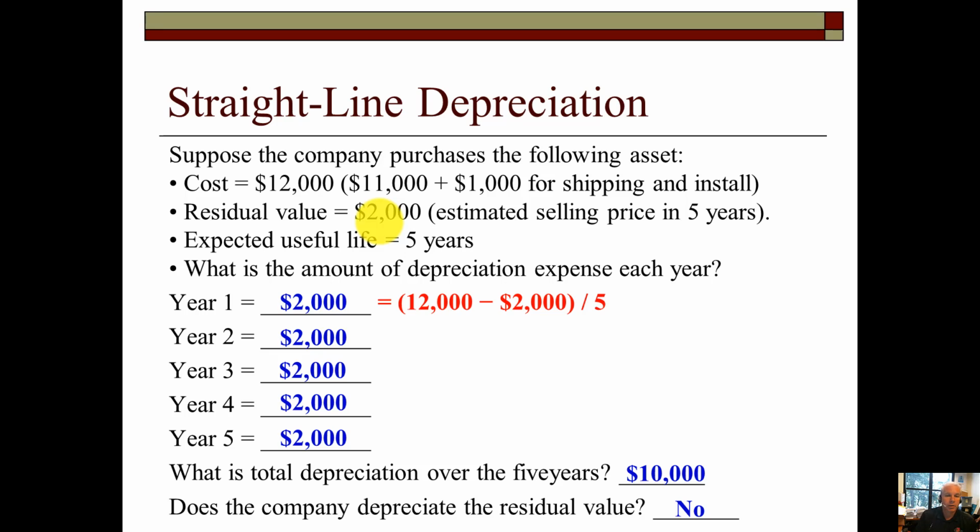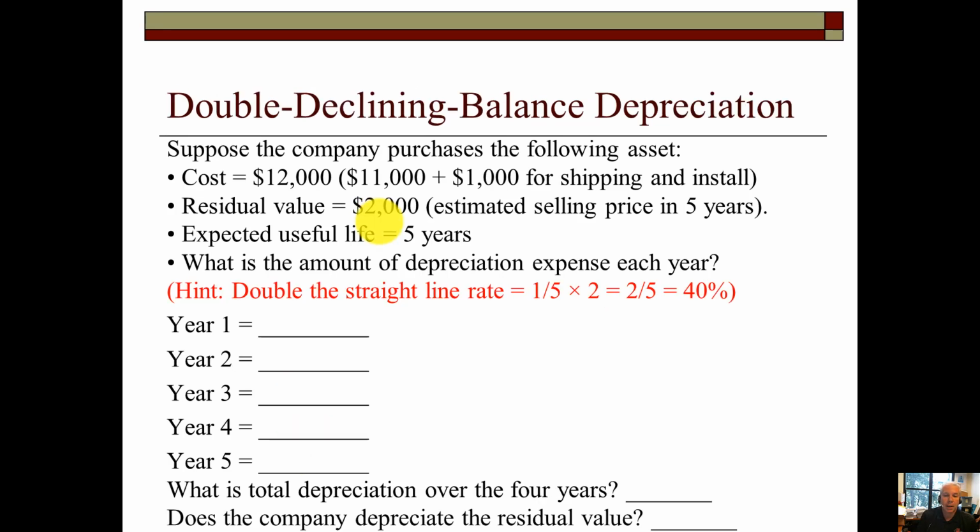So this is straight line depreciation. Let's go to double declining balance. This is the harder method, everyone, so please pay attention in this short little example here. Suppose the company purchased the following asset. Again, let's deal with the same fact pattern. $12,000 will be the historical cost, the 11, plus the necessary costs for shipping and installation. We still have the same estimated residual value. The expected life hasn't changed, it's 5 years. Let's calculate the amount of depreciation expense each year.